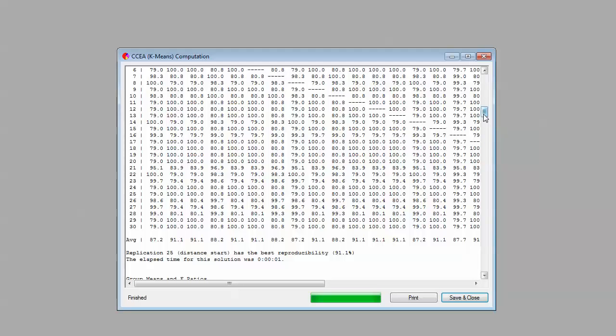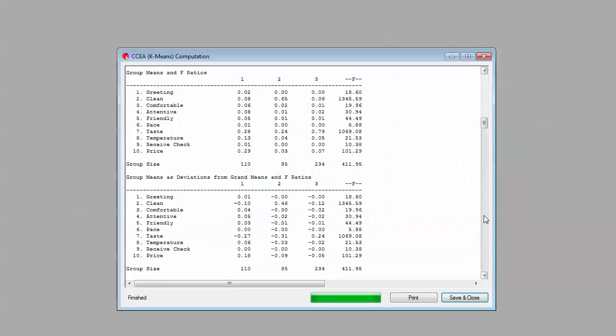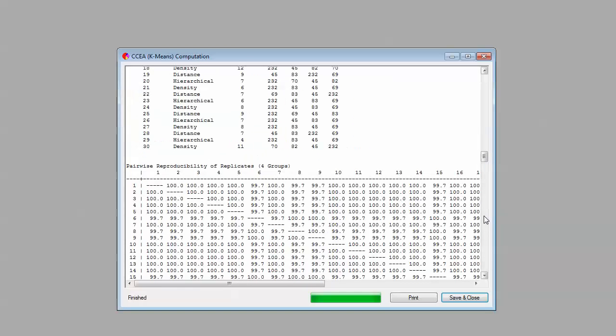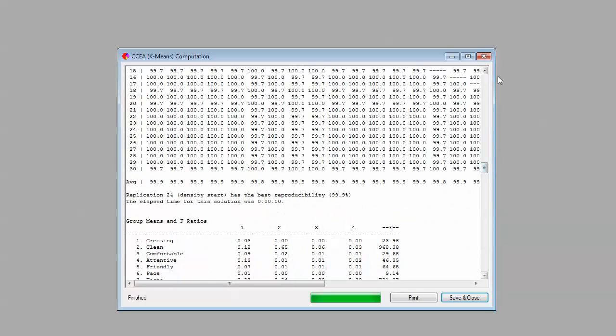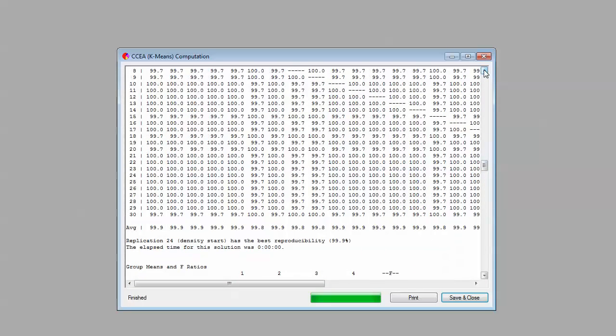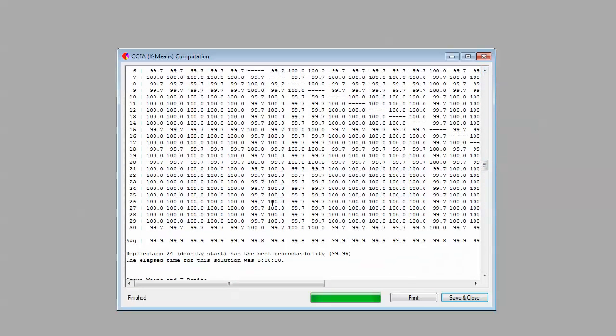So before we start interpreting a 3-segment solution, let's see what our 4 and 5-segment solutions look like. So here's our 4-segment solution. There we've run the replications. We see a lot of 100% here. And here is replication number 24, which had the highest reproducibility of all, 99.9%. And that to me is suggesting that it's really finding some real underlying structure in the data.